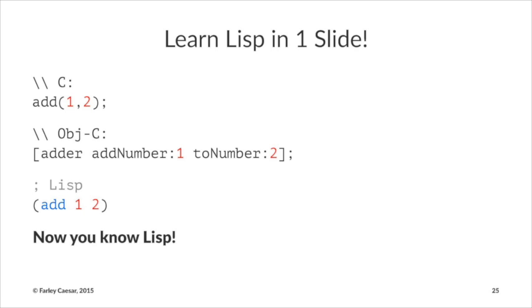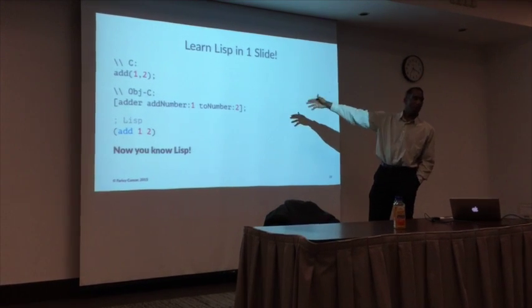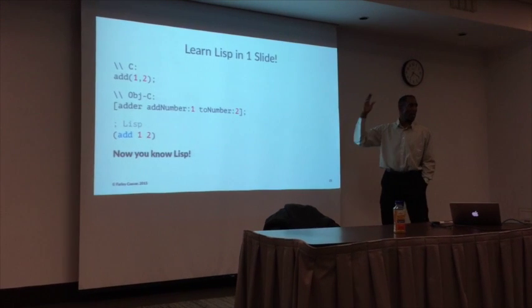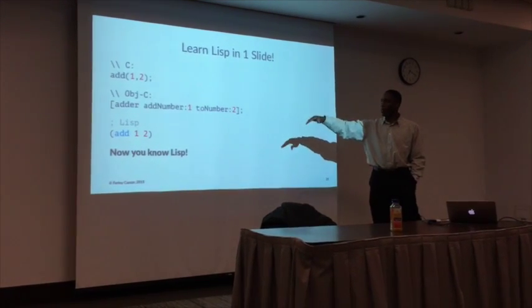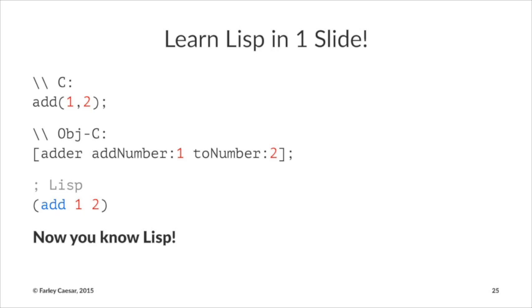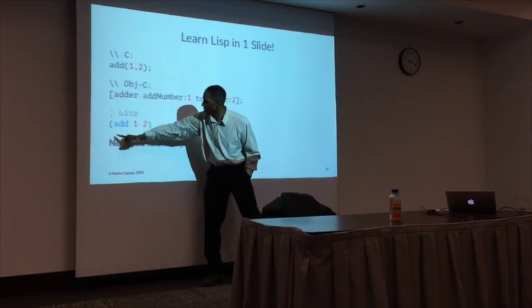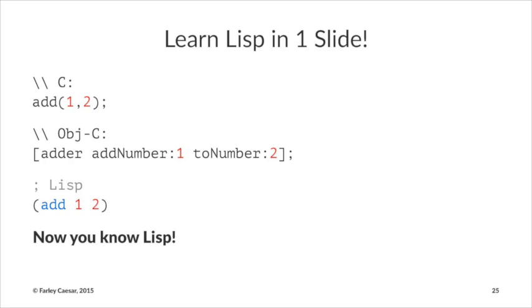But I'm going to teach you Lisp in one slide, just for fun. You look at the C function, just adding two numbers, let's say. You call add and give the two parameters, 1 and 2. In Objective-C, you could use the C, but just for fun, you create an adder object and call an add method on it, or selector: adder add number 1 to number 2. And in Lisp, all you need to do is move the parenthesis to the front, get rid of the semicolon, get rid of the comma, and you now know Lisp. Done. Go forth. It's that easy.